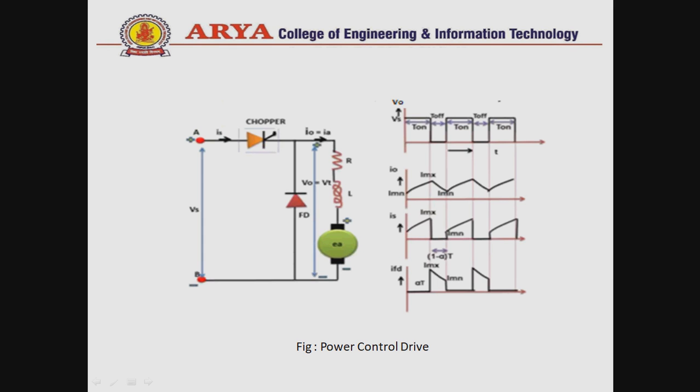And in this, Is is the source current. Source current is available only when the chopper is on. That's why in the waveform we show it from I min to I max. When the chopper is off, no source current flows. And in the waveform of the freewheeling diode current, the diode is not conducting when the chopper is on, so the current is zero, and during the T off period of the chopper, the current decreases from I max to I min.